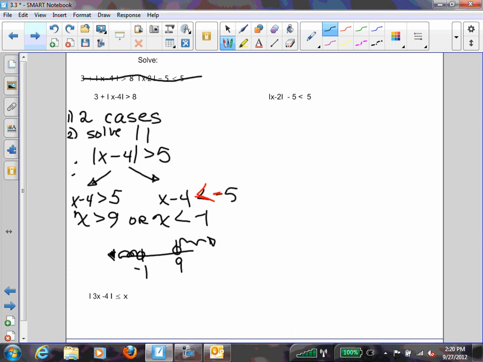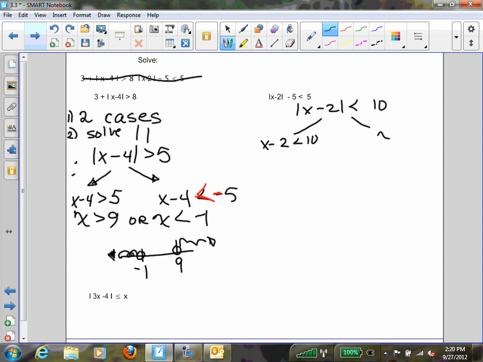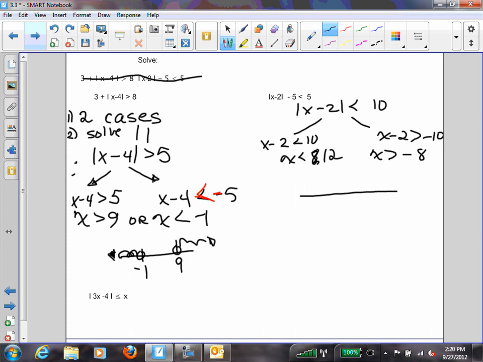Okay. All right. So again, we will know that we've got two cases. We're going to solve for the absolute value. So the absolute value of x minus 2 is really less than 10. And my two cases then are x minus 2 less than 10 and x minus 2 greater than negative 10. So x is less than 12 and x is greater than negative 8. So looking at this, here's negative 8 and here is 12.